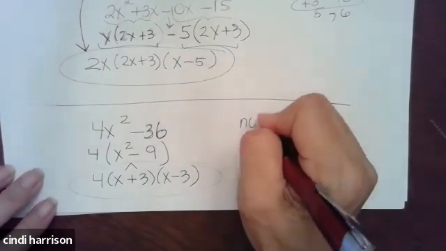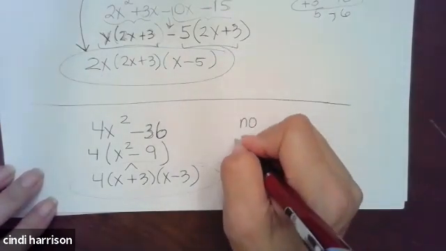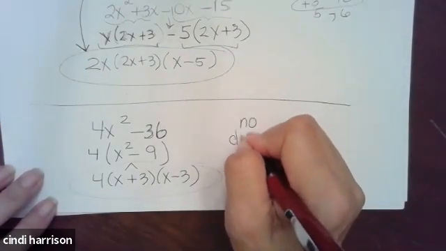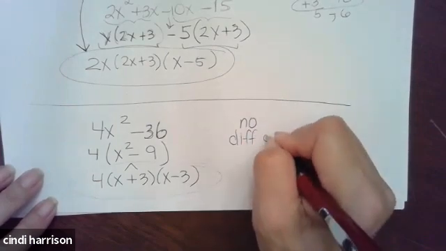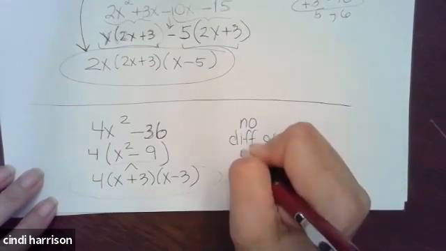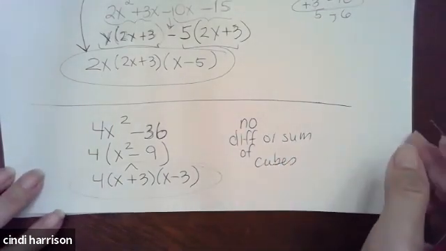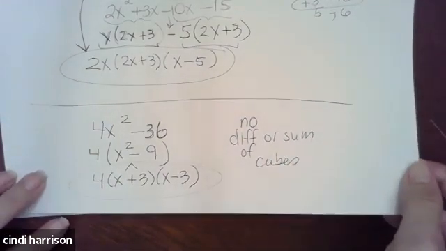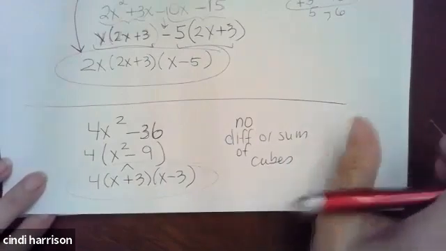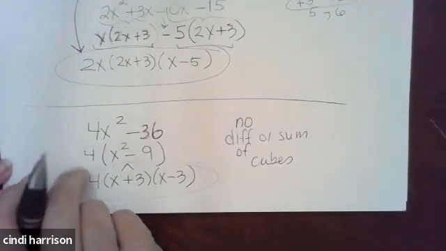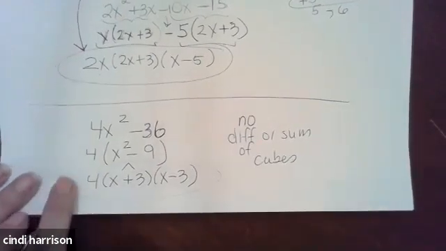There are not difference or sum of cubes on the final. Remember, that was that longer formula. I don't think I put that on the test either. So you only are responsible for knowing how to factor this one, the difference of squares.